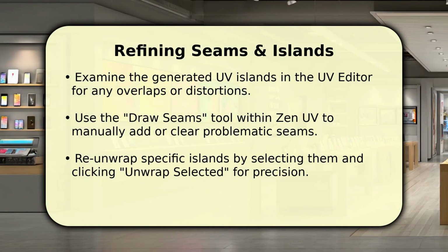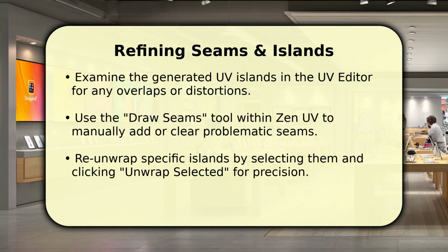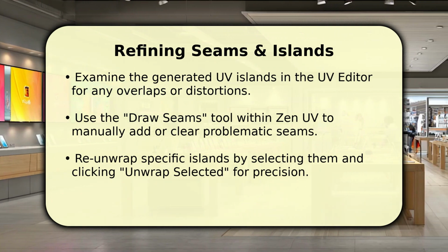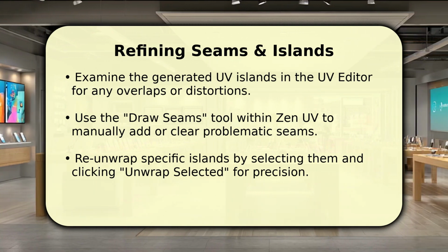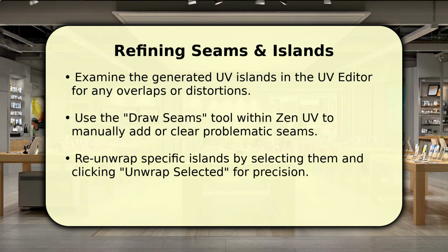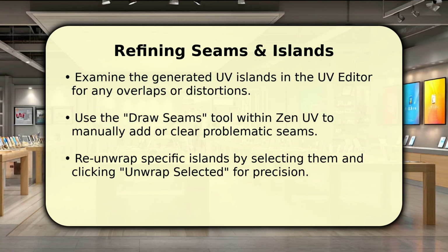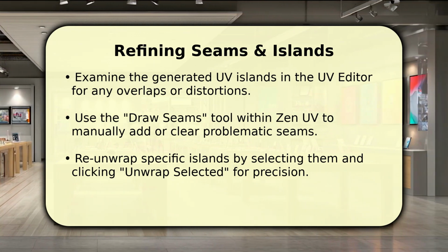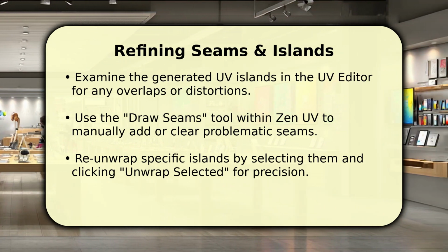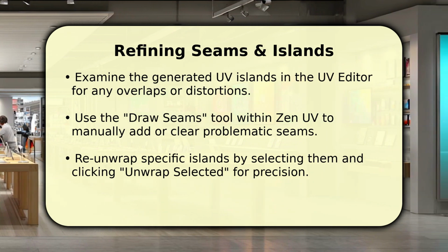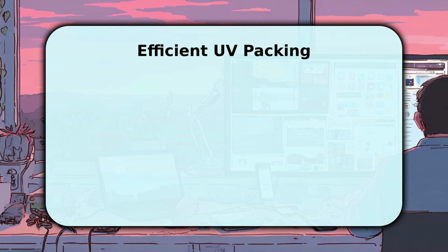After the initial Smart Unwrap, it's vital to examine the generated UV islands closely within the UV editor. Look for any visible overlaps, stretching, or unwanted distortions. Zen UV provides excellent tools for refinement. Use the Draw Seams tool to intuitively add new seams where needed, or to clear any automatically generated ones that are causing problems. For specific areas, select those problematic islands and simply click Unwrap, selected to reprocess them with precision, ensuring optimal UV distribution.